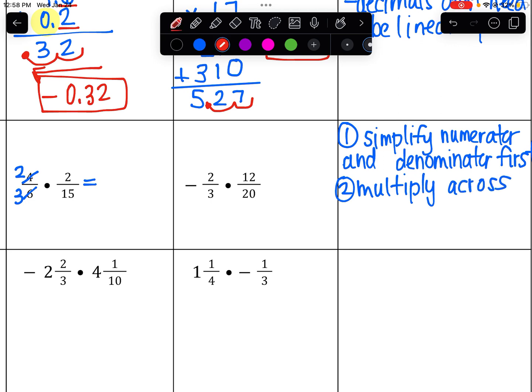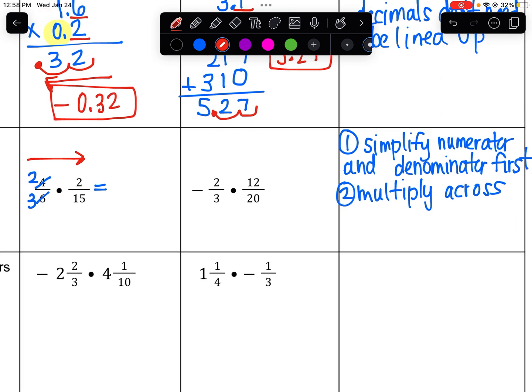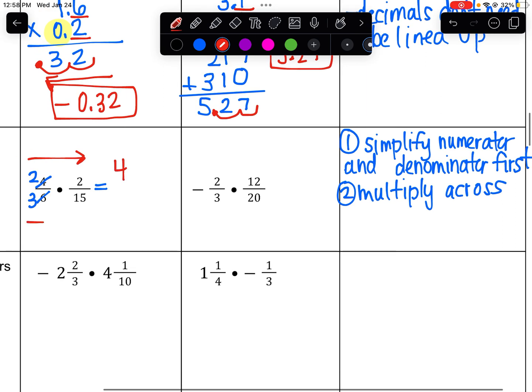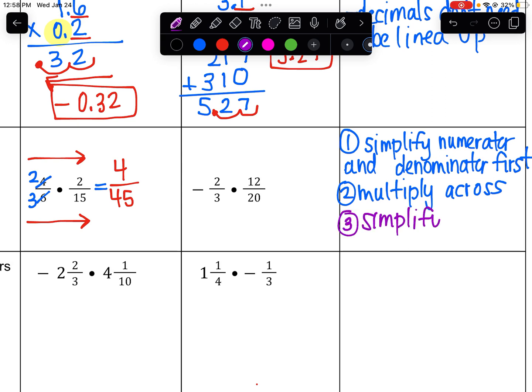So I'm going to go across the numerators. 2 times 2 is 4. And I'm going to go across my denominators. 3 times 15 is 45. And the other thing I need to check for, and this is the one a lot of people forget about, is can I simplify? In this case, 4 and 45 do not have a common factor. So my final answer is going to be 4/45.